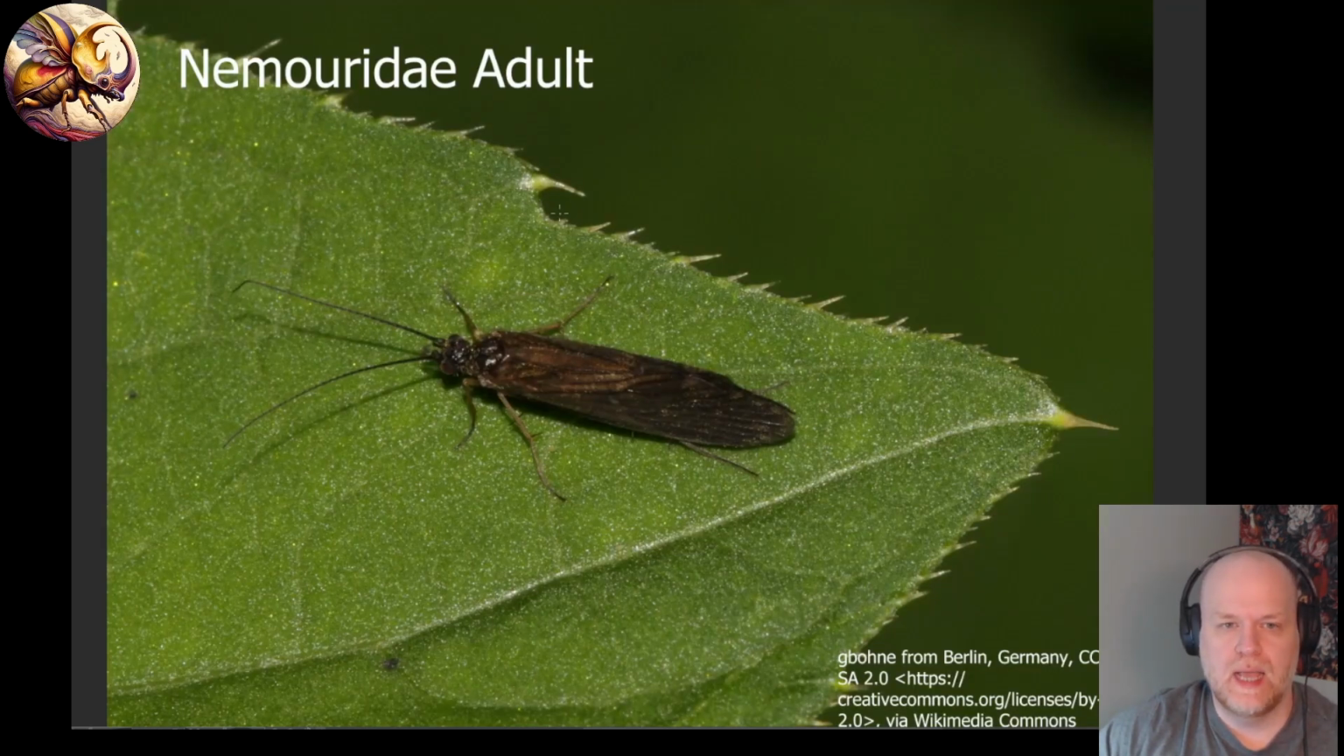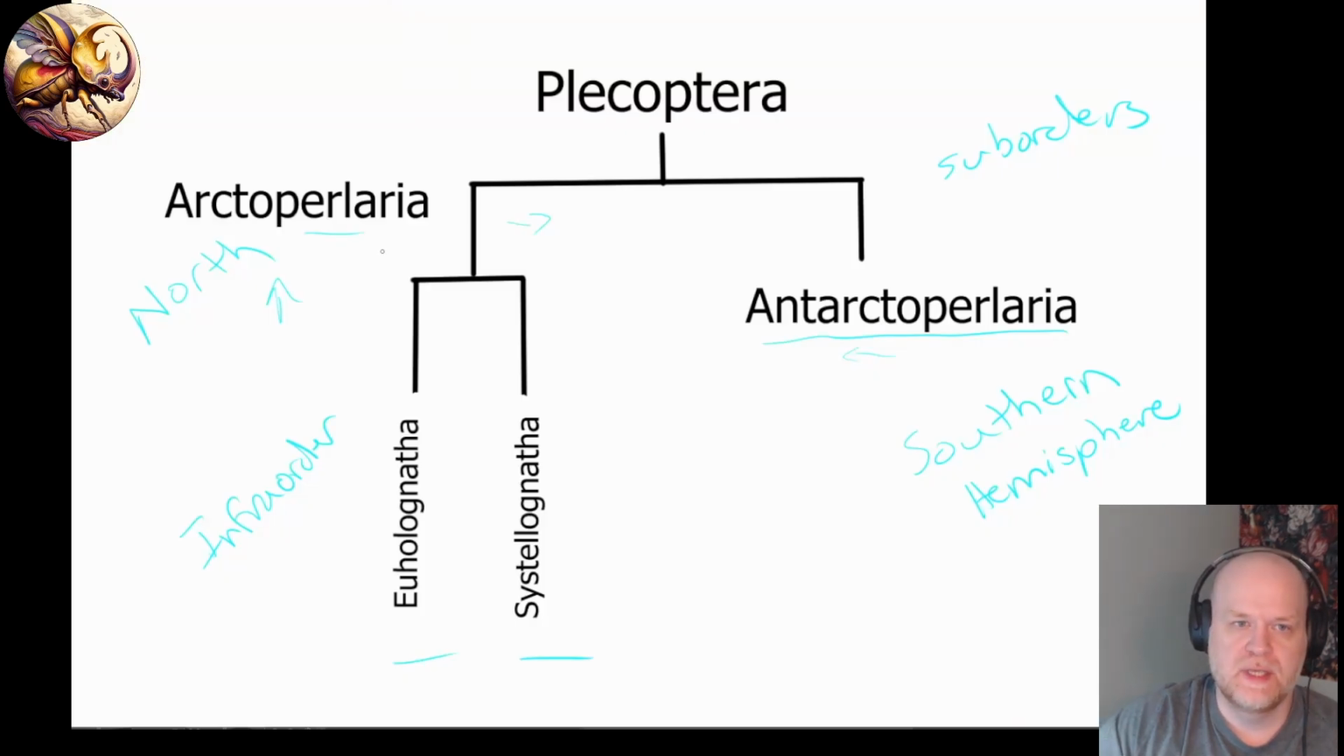So now let's talk about not the suborders, but the infraorders, like the Euholonatha and the Cistellonatha, and the things that group them together. Today what I'm going to talk about are all Arctoperlaria. So this group here, we're just going to be talking about this group today.